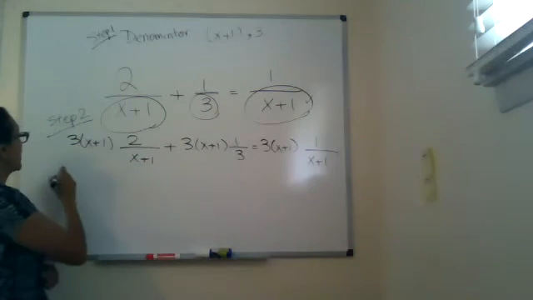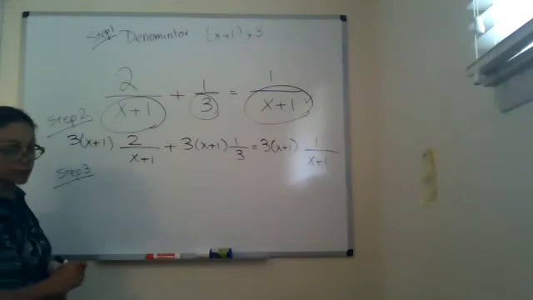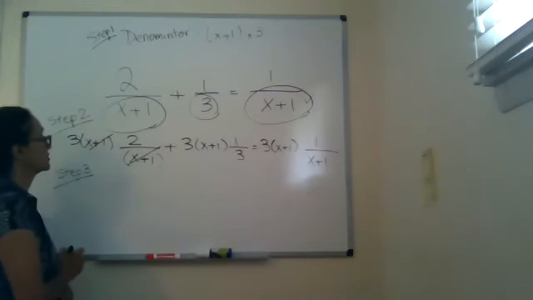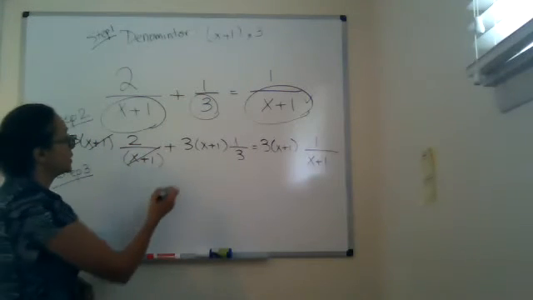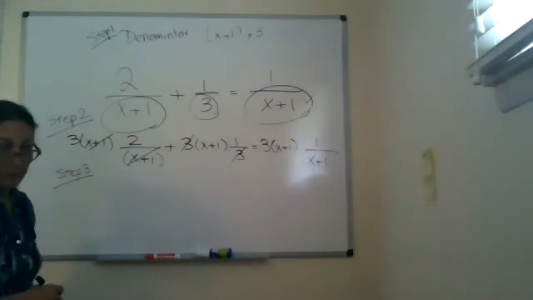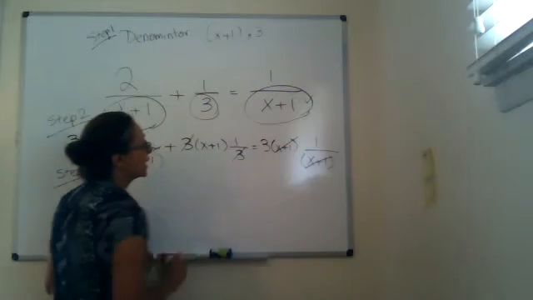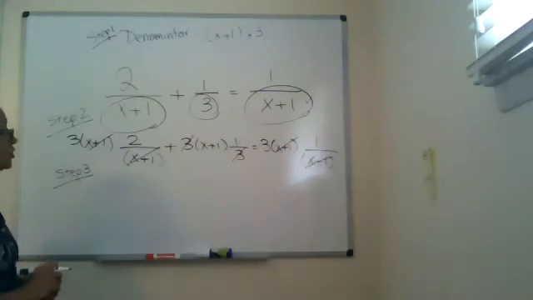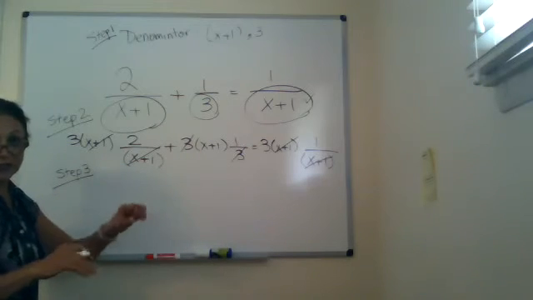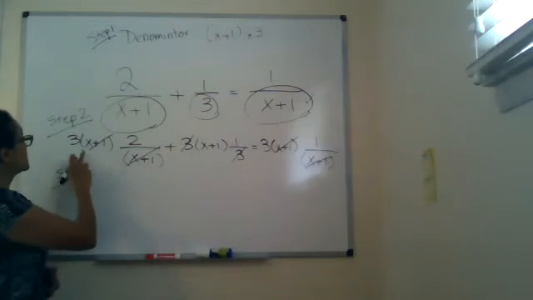And now in the next step, which would be our step 3, we cancel the like terms. So here I've got x plus 1, here I've got x plus 1, they cancel. Then here I've got 3 times x plus 1 times 1 over 3, the 3's cancel. And here I have an x plus 1 in the denominator, and I'm multiplying it, so those all cancel. You should not have any denominators at the end, because everything in the denominators should cancel. If they don't cancel, you've probably missed something. Okay, so now let's see what's left.